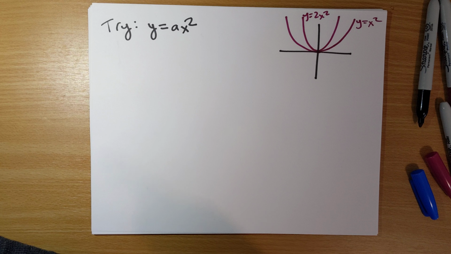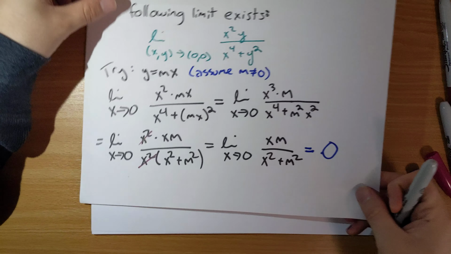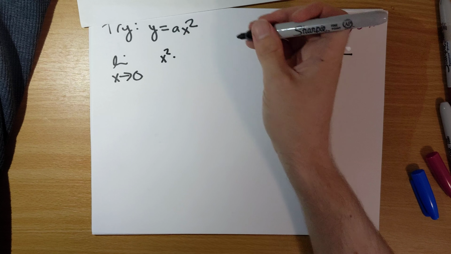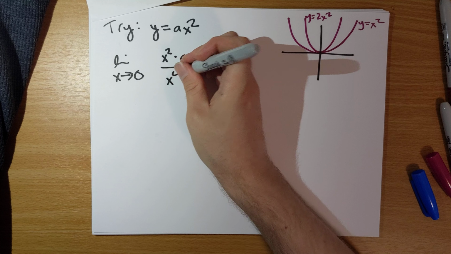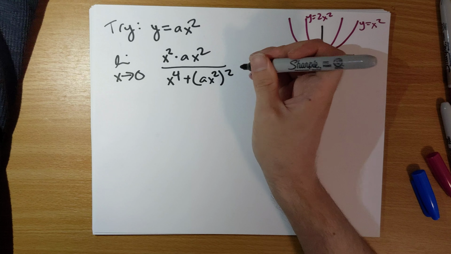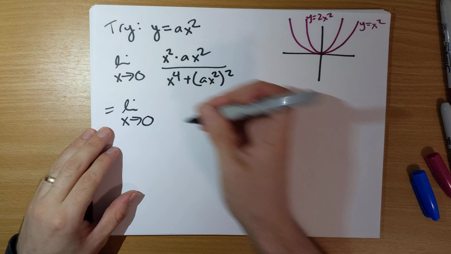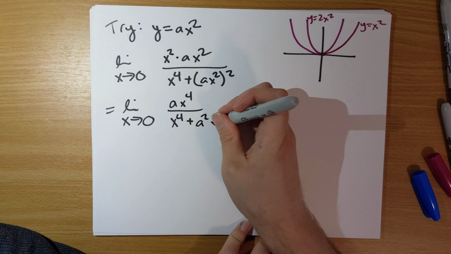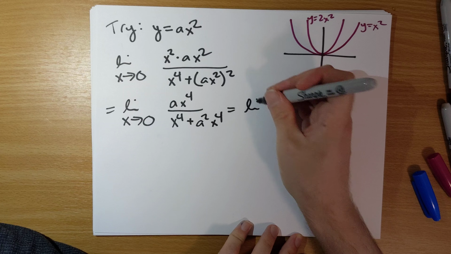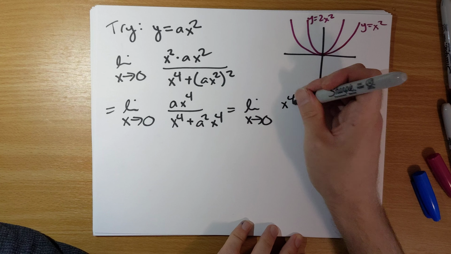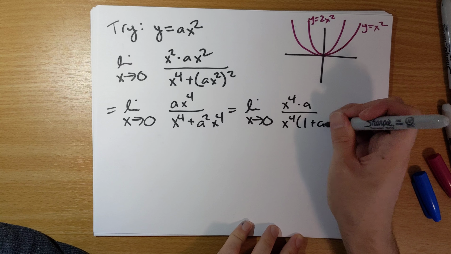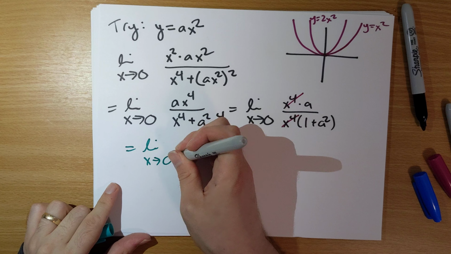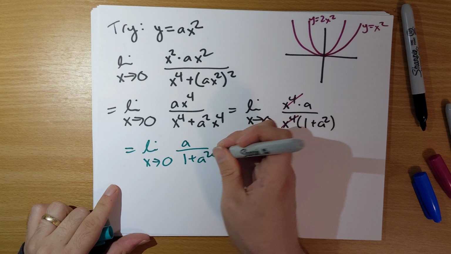So in this case, let's make the same replacements. We're going to have the limit as x goes to 0 of x squared times y, which is ax squared, over x to the 4th plus y squared, which is ax squared squared. And this is the limit as x goes to 0 of upstairs ax to the 4th over x to the 4th plus a squared x to the 4th. It looks like we can factor out an x to the 4th from both the upstairs and downstairs. So we can cancel this out. And what do we have? The limit as x goes to 0 of a over 1 plus a squared.